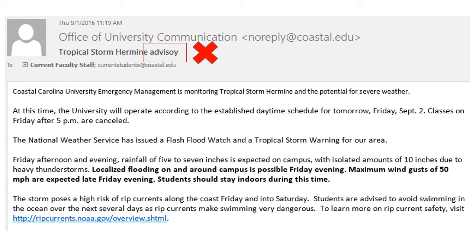An email, in this case an email that you probably got earlier today, that I certainly got, it went to all faculty and staff, is an advisory to students about the tropical storm coming down. You'll notice a couple of things. First, as you see from the big X, the advisory is misspelled. The word advisory is missing an R. That is the subject line.